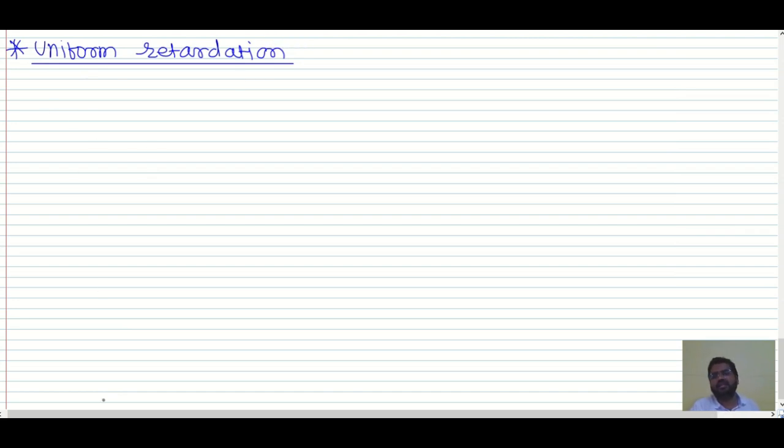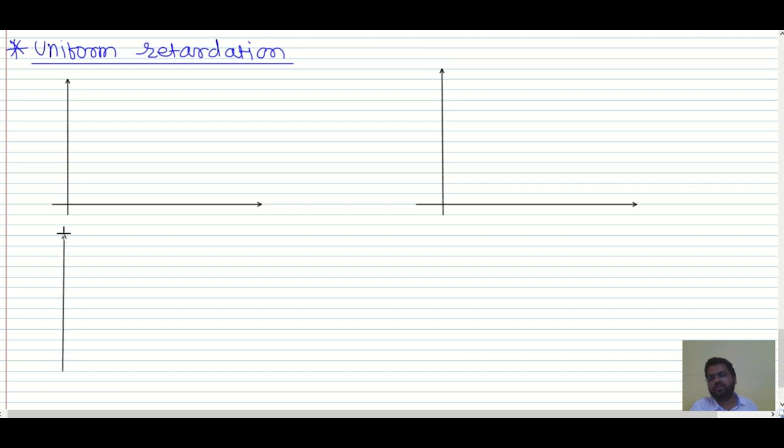For uniform retardation, we want three graphs. One is the position-time, second one is velocity-time, and third one is the acceleration-time. So this is the displacement-time, velocity-time, and acceleration-time.